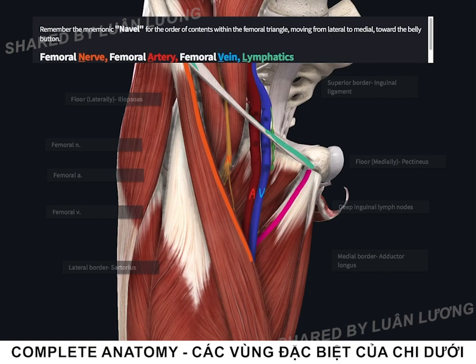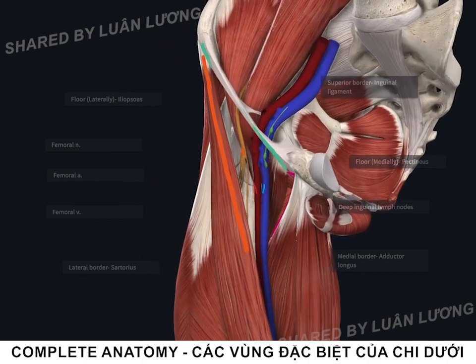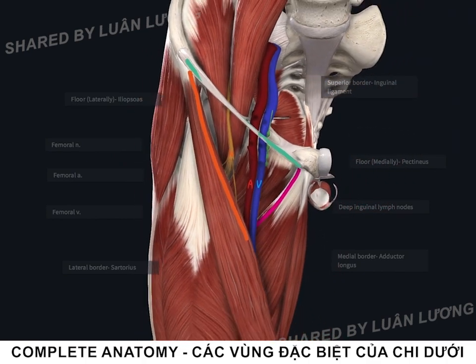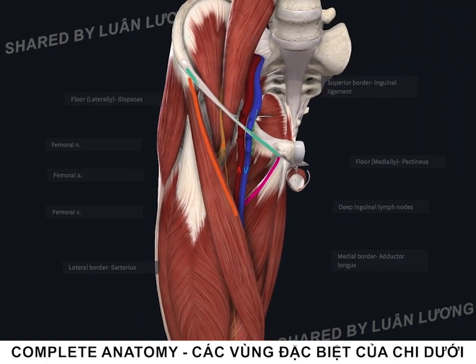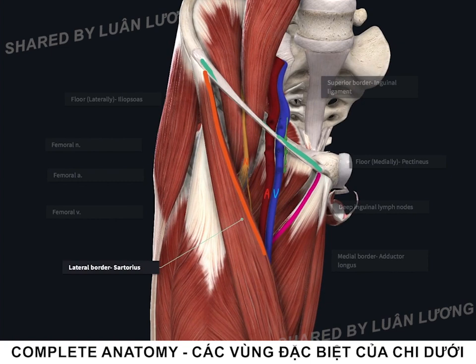So let's first take a closer look at the boundaries of this area before we look at those contents in more detail. The first thing that we're going to see is that the lateral boundary is formed by the sartorius muscle. Recall that the sartorius muscle began at the anterior superior iliac spine, the ASIS, and then coursed medially and diagonally down through our thigh.